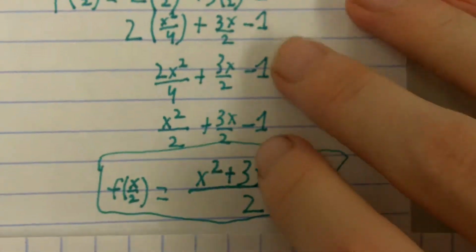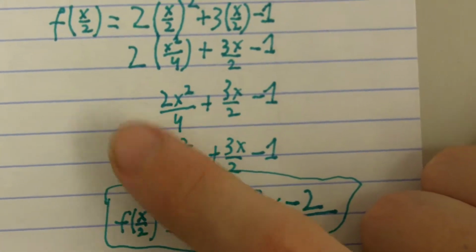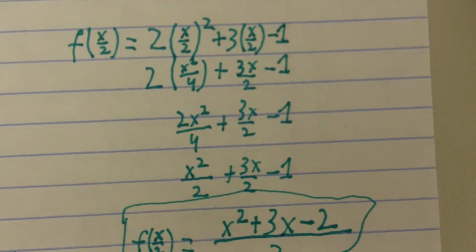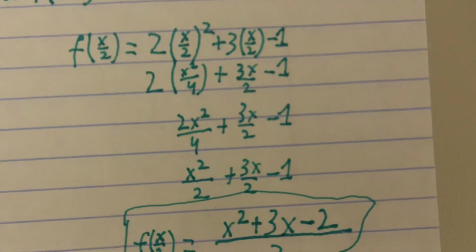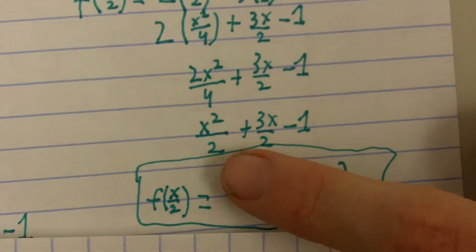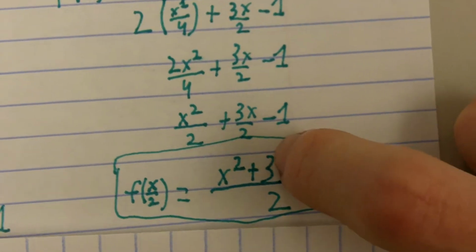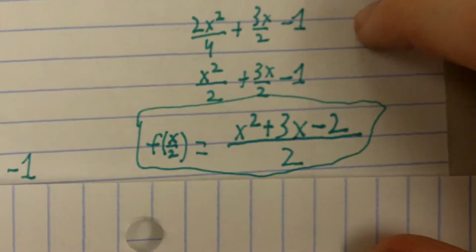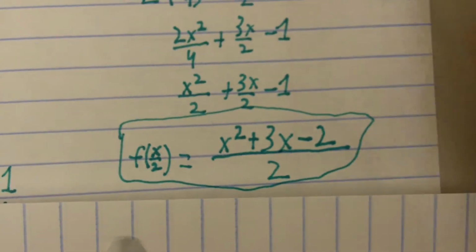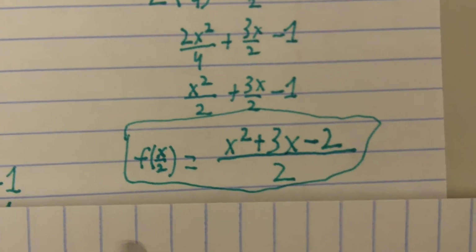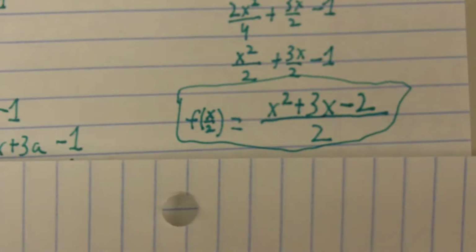And now, I noticed that there's a 2 over 4 that's happening here. So we can actually divide through. So 2x squared divided by 4 ends up actually being x squared divided by 2. And then we just leave the rest the same. There's nothing else we can do there. Plus 3x divided by 2 and minus 1. And lastly, we find a common denominator. So x squared plus 3x minus 2 all divided by 2. That's our final answer there.